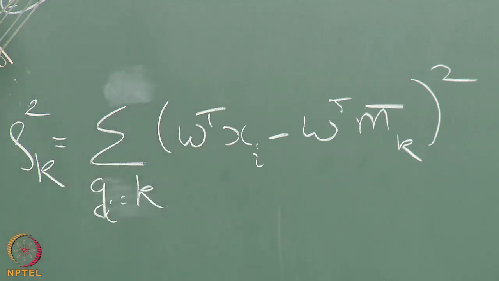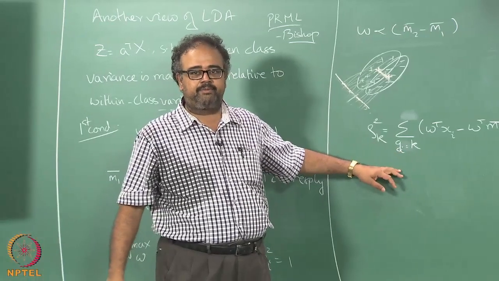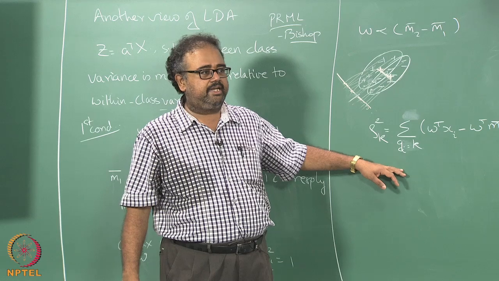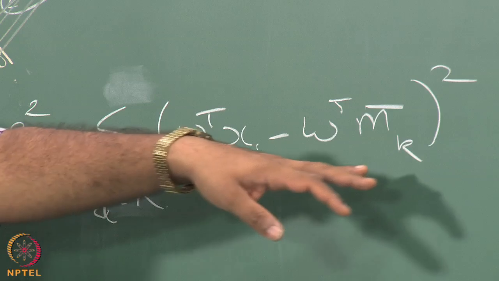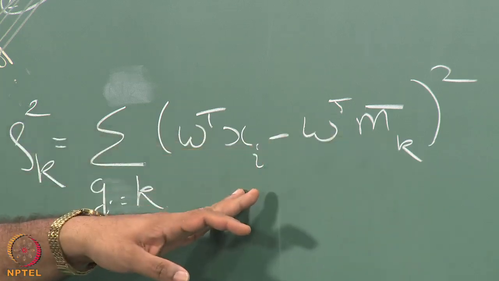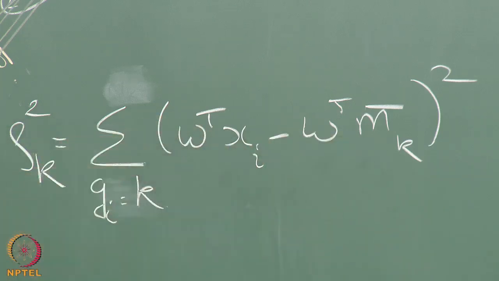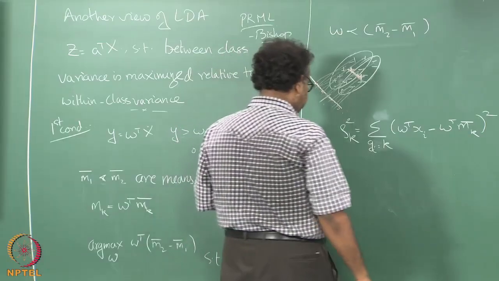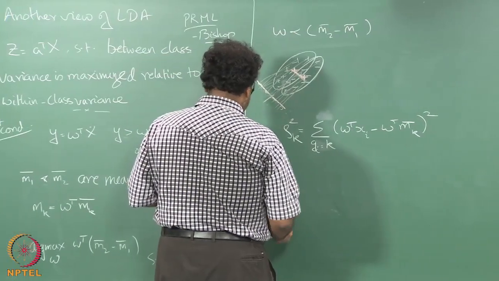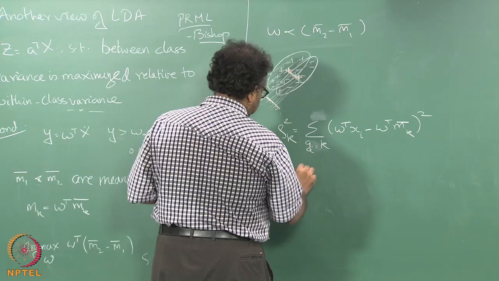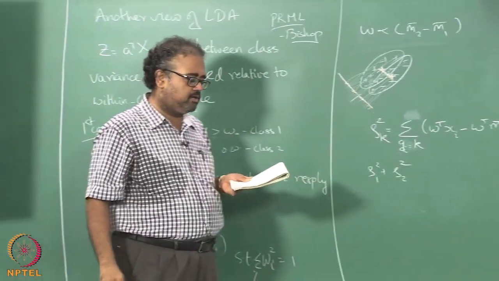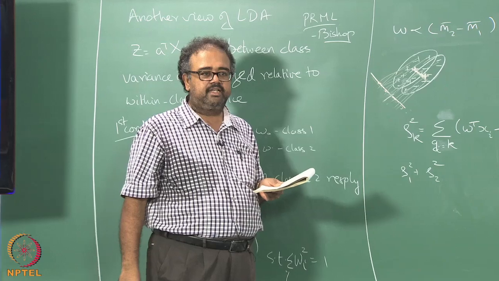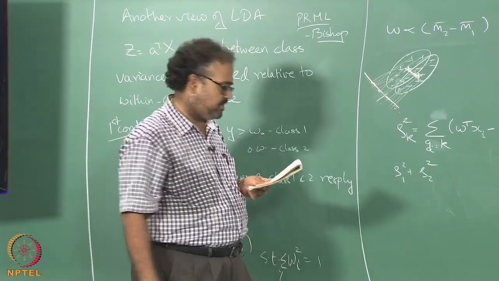Keeping in with the terminology we are using there, I am picking out all the training data points which had class k, right. I am looking at the projected distance from the projected mean. This gives me the total within class variance, right.